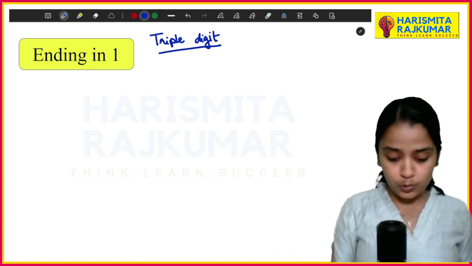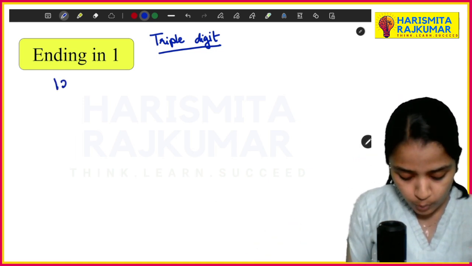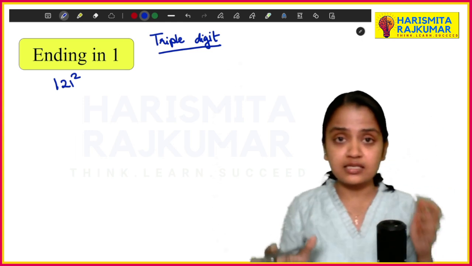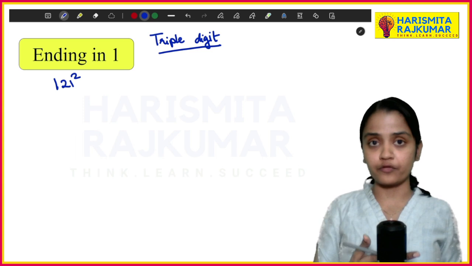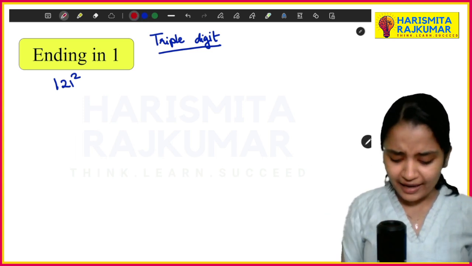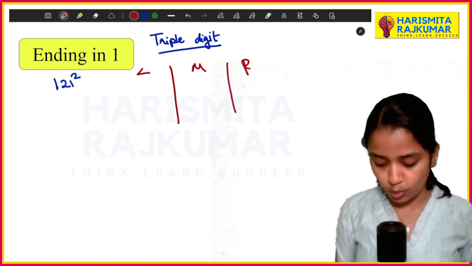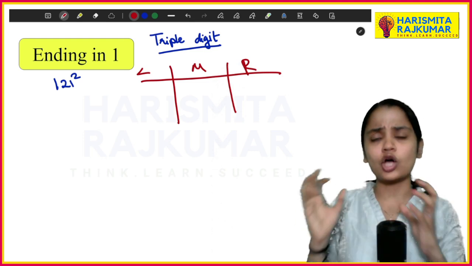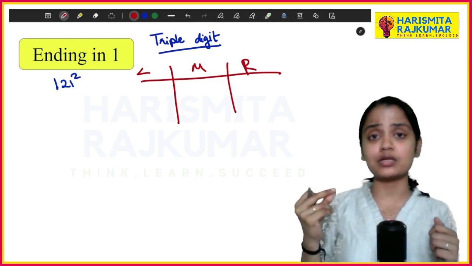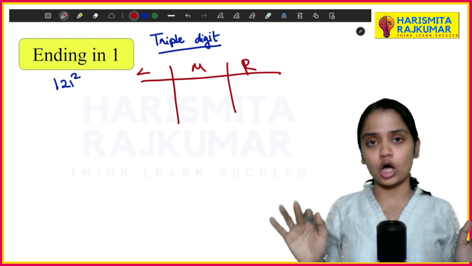So let's start with a simple number, which is 121 square. For finding this, as I've told you in part 1, I'm just dividing it into columns. You need not do it column-wise as in the previous video. You can just do it spontaneously. Just for understanding purposes, I'm drawing the columns.